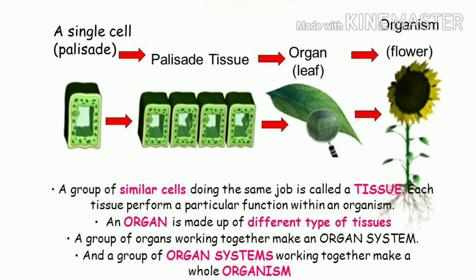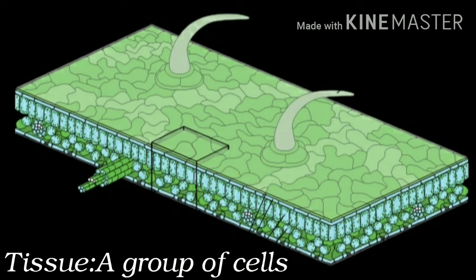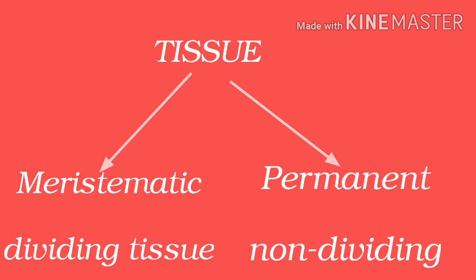Now various cells organize to form tissue, and tissues in turn are organized to form organs. A tissue is a group of cells having a common origin and usually performing a common function. In case of plants, the tissues are divided into two main groups on the basis of their capability to divide. The tissues in plants which are capable of division are called meristematic tissue, and the tissues that have lost the capacity to divide are called permanent tissue.